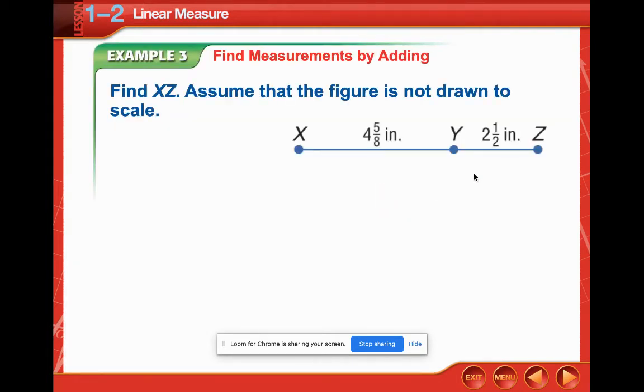So now we've got to find measurements by adding. Okay, so we have XZ, which is this whole segment. And we have to assume that the figure is not drawn to scale. So essentially, you can't just bring up a ruler and measure this.